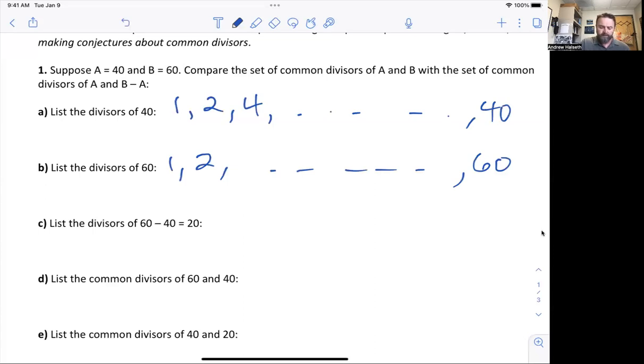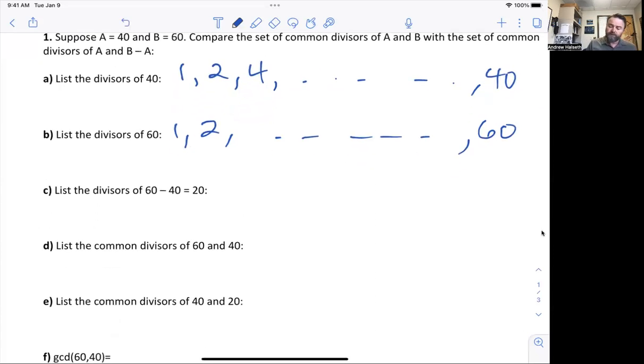Okay, next step, list the divisors of the difference between those two numbers. 60 minus 40 is 20. So here your list is going to be all of the divisors of 20. 1 and 2 again are on the list. Any other numbers, and your last one's going to be 20, you fill in the middle. Okay, all numbers that divide evenly into 20.